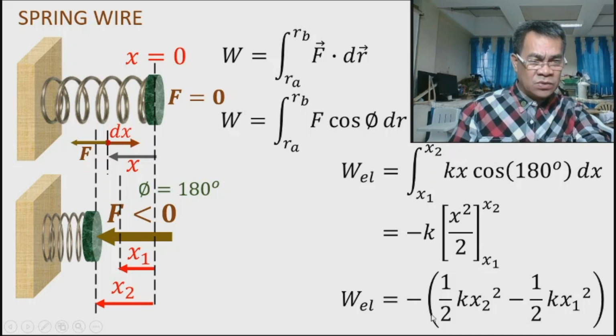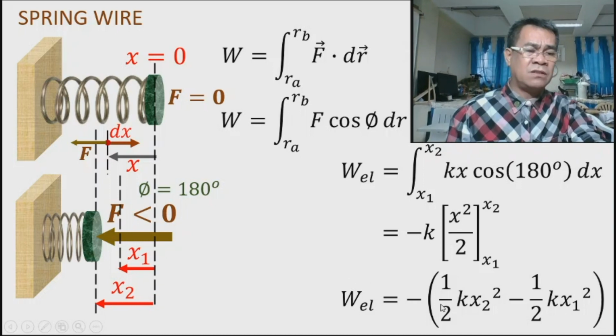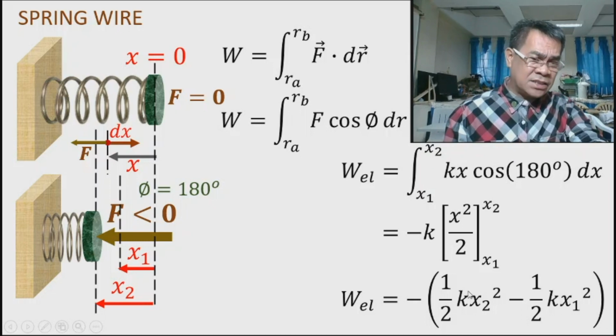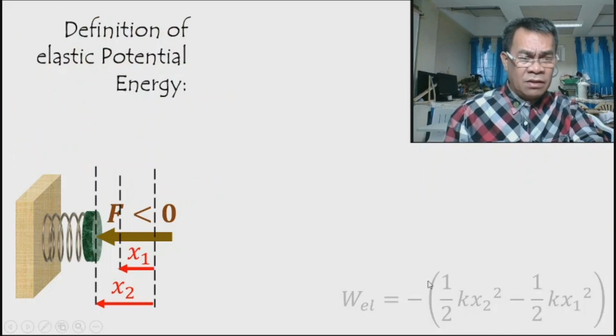Now look at this one again. Take note, this is already the work done by the elastic material. Everything is given: k is given, the initial position is given, the final position is given. So we can always calculate the work done if we substitute the values here. But let's analyze this one. It has 1/2, k the same as k, and the only difference is subscript 2 and subscript 1.